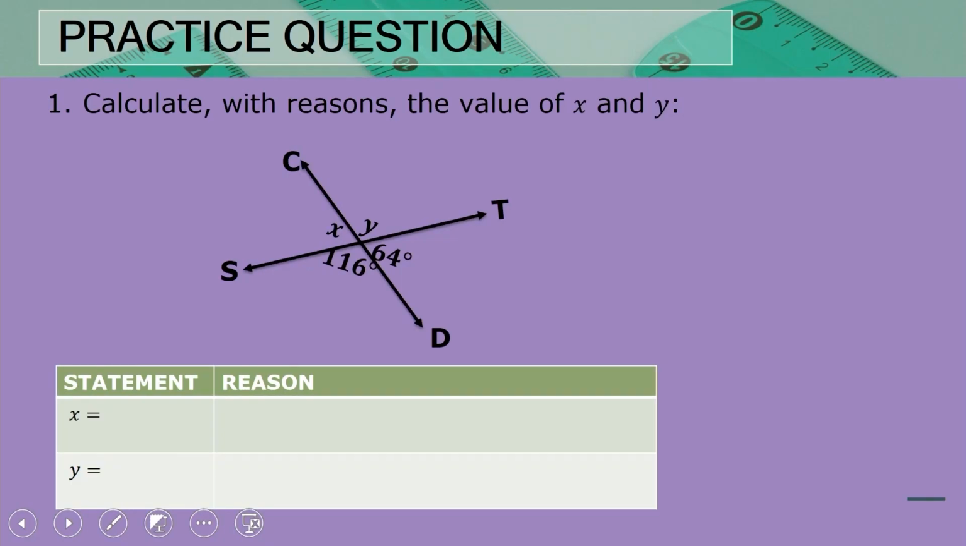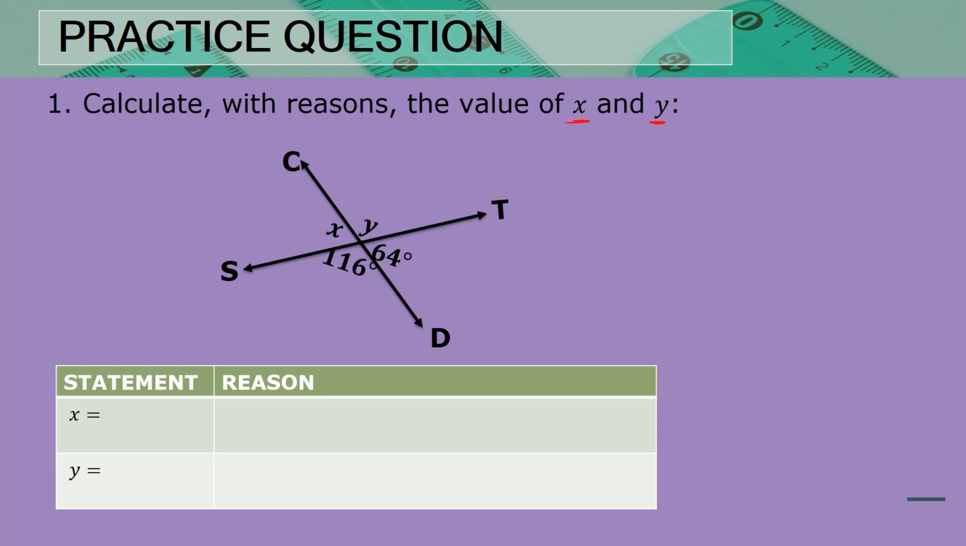Now today's focus is going to be on the practice and application questions. Let's get right to our questions. So our first practice question says, calculate with the reasons the value of x and y.